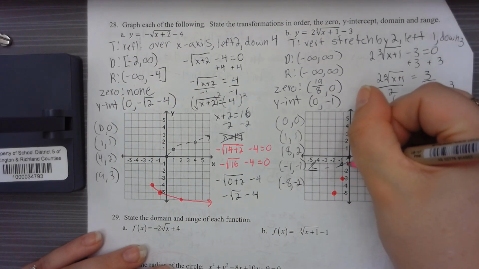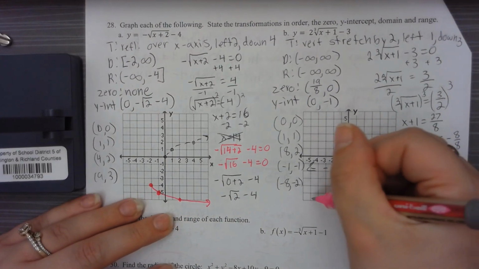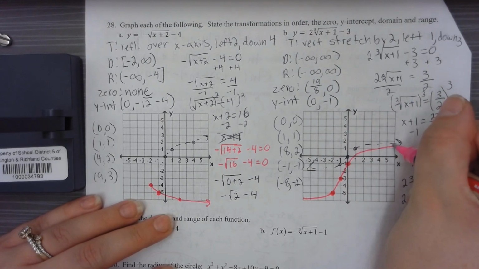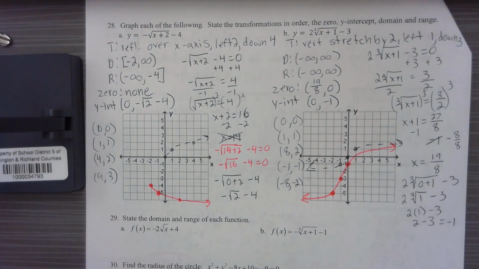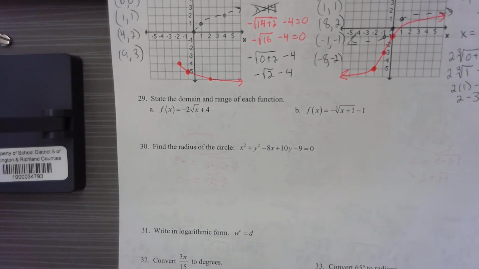That's also the same as our y-intercept, so that's good. That means we're on the right track. And (8, 2), even if we transformed it, would not fit on our graph. So this would be our final graph, and it would look something like that. Okay. State the domain and range.